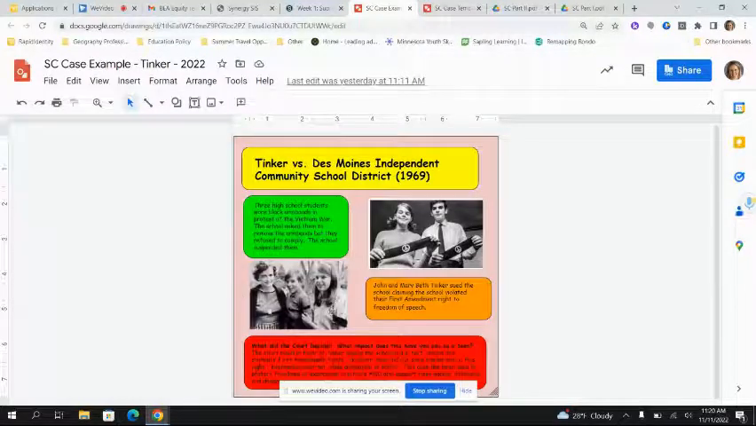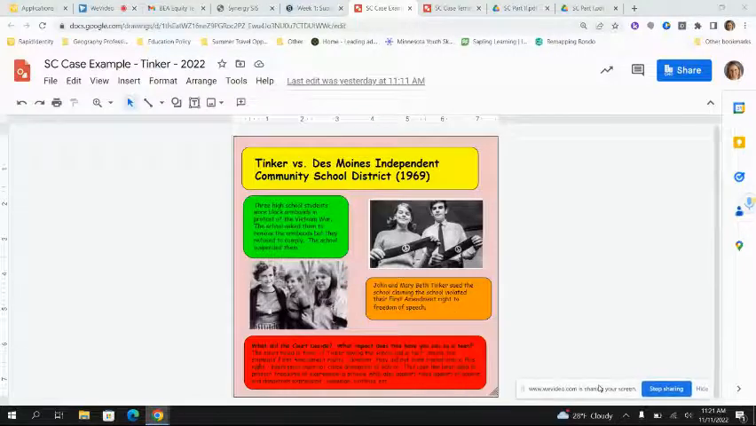So this is an example. Tinker versus Des Moines was when 3 high school students wore black armbands in protest of the Vietnam War in 1969. The school asked them to remove the armbands, but they refused to comply, and the school suspended them. The suspension went all the way up to the Supreme Court. They sued the school, claiming that the school violated their First Amendment right to freedom of speech, that by wearing those armbands, they had their freedom of speech rights.